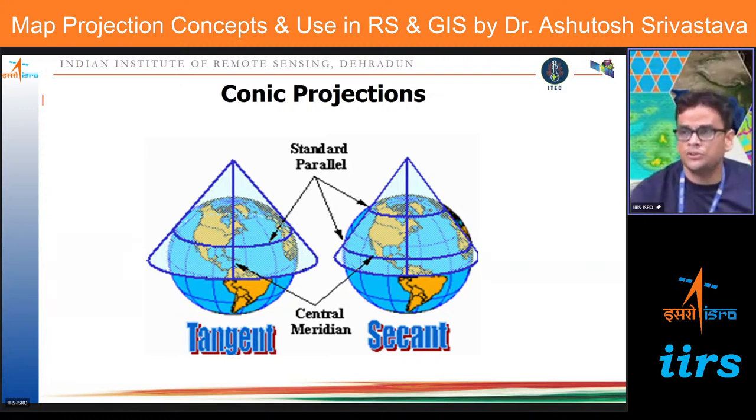Similarly, we have conic projections. We take one cone, put it inside, project onto the wall of it, and then unwrap it. So that's basically a conic projection. In the tangent case, the cone is just touching the surface, and another one is the secant case. Wherever it is touching, there will not be any distortion. That line we call a standard parallel. In the tangent case there will be one standard parallel, and in the secant case there will be two standard parallels.